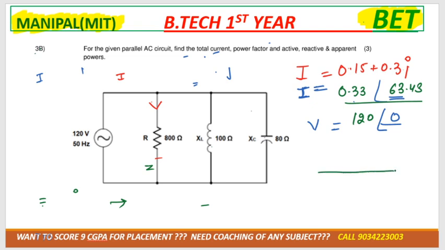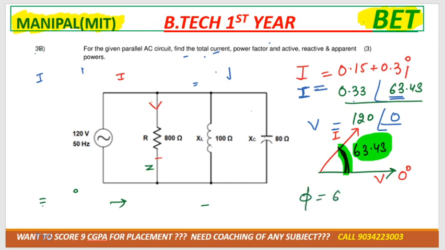If I draw the phasor diagram, the voltage angle is 0, so you can mark it as 0 degrees over here. The current angle is 63.43, not exactly, but around 63.43, and it will be drawn like this. This is the angle of current, this is the angle of voltage. So the angle between voltage and current is how much? 63.43. So phi is 63.43. We need cos phi. Cos phi is how much? Cos 63.43. That will be our power factor.